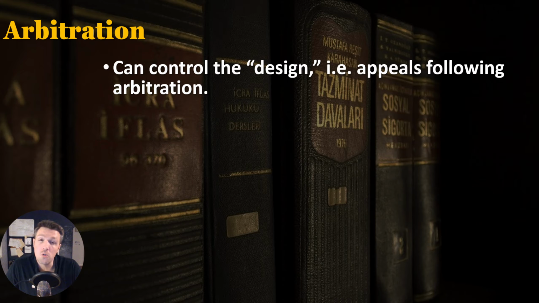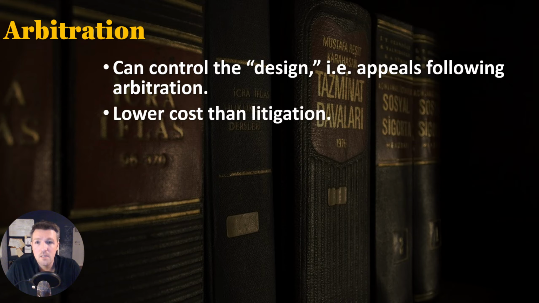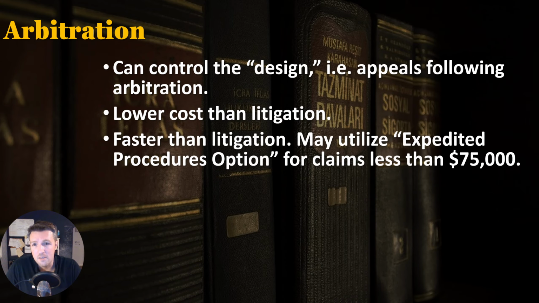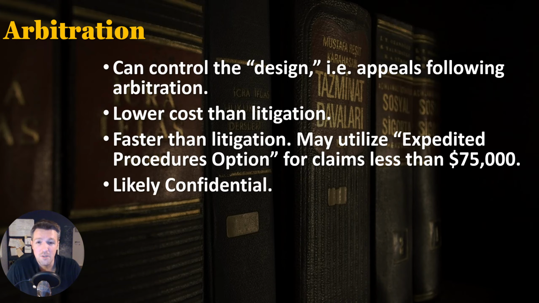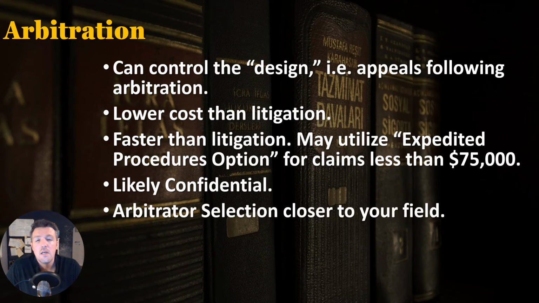First, you can generally control the design of the process, i.e. appeals following arbitration, if you want to allow that or not. Also, it's generally a lower cost than litigation. It's also generally faster than litigation. There's also an expedited option for claims less than $75,000. So for most MSPs, that's going to be a potentially very viable option. It's also likely confidential, so your name is much less likely to be in the legal record for others to find. You also may have the opportunity to actually select the arbitrator, which is a very good deal for you.